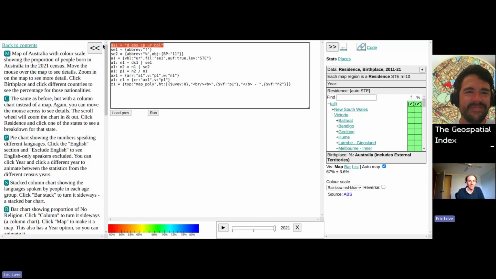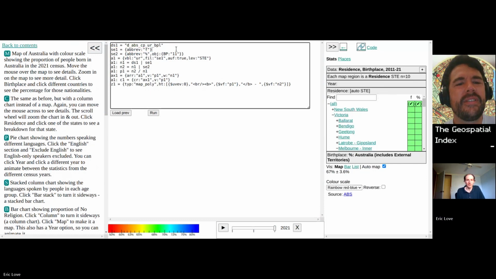So we've got one line that defines which data table, which in this case is the number of people by place of residence and birthplace. And then we define some selectors. So you're saying you can change these parameters? Yep. So this is saying birthplace 11, which is Australia. SE is for selector. This is a selector that doesn't do anything. This is a selector that does born in Australia.